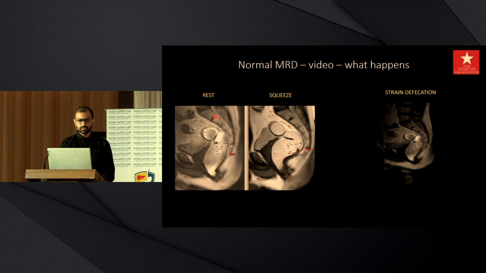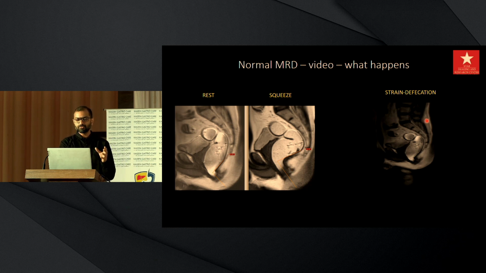Okay, so that's the resting phase, that's the squeeze phase, and the strain and defecation phase performed as a single sequence. So if you see during the resting phase, the anal canal is closed, the anorectal angle is somewhere close to 90 degrees. What happens during the squeeze phase is that the puborectalis sling, a horizontally obliquely oriented sling, moves more towards the pubic symphysis, and hence we see there is reduction in the anorectal angle. So the anorectal angle becomes more acute.